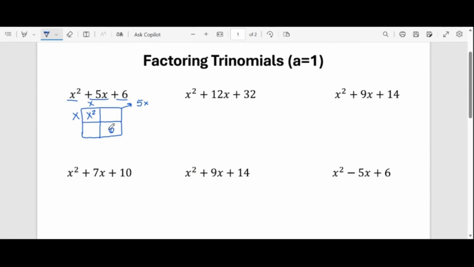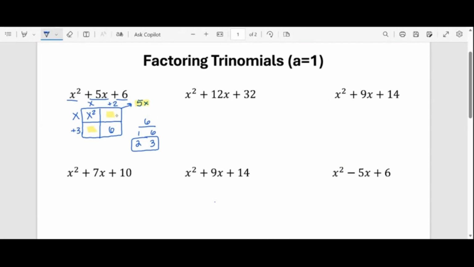Next, I'm going to do 6. So I want to multiply two numbers together to get 6, but I want those two numbers, once they are here and here, to add up to my middle value of 5x. So let me think about the factors of 6. I'll start with 1. 1 times 6 is 6, and 2 times 3 is 6. Let's see, we could do 3 times 2, but since we already have 3 written down, we can stop. It's just going to be 1 and 6 and 2 and 3. Obviously, the 2 and the 3 are going to add up to 5. So I'll put the 2 in one spot and the 3 in the other.